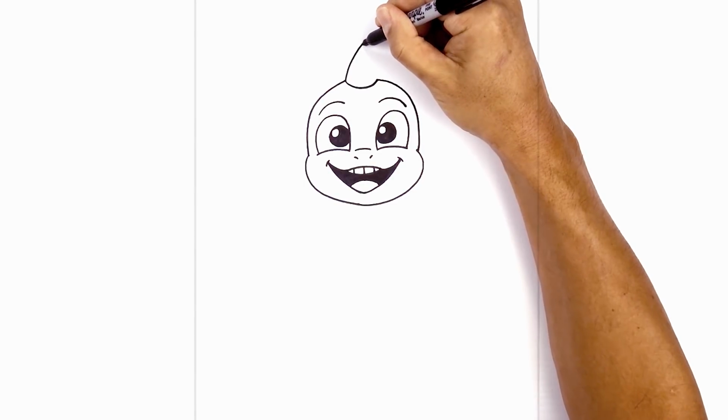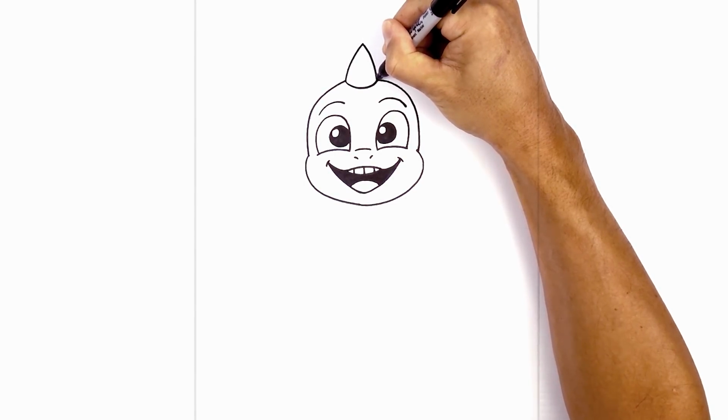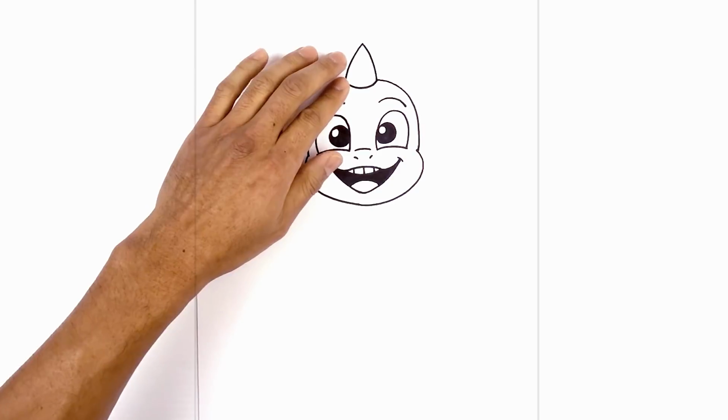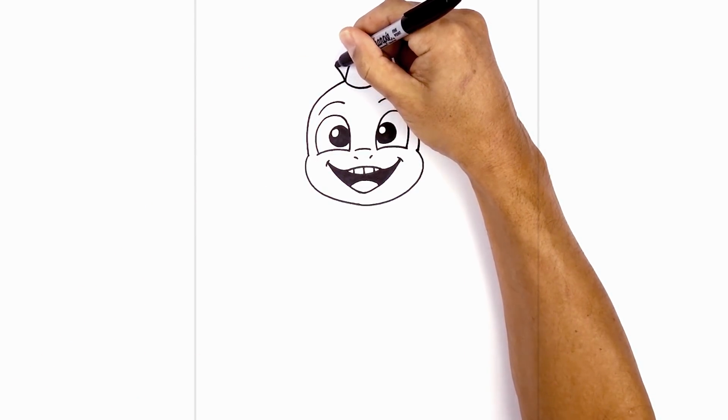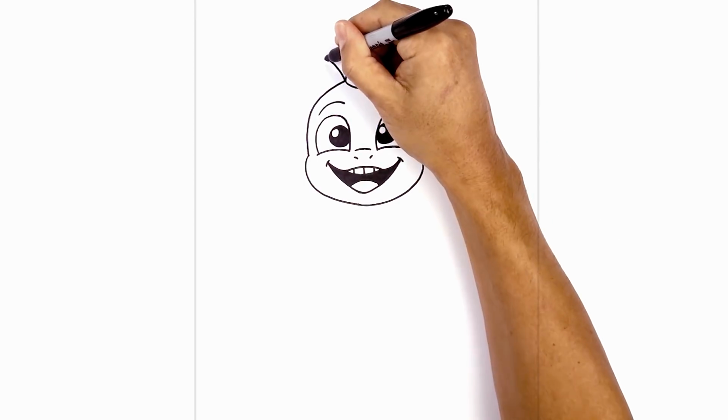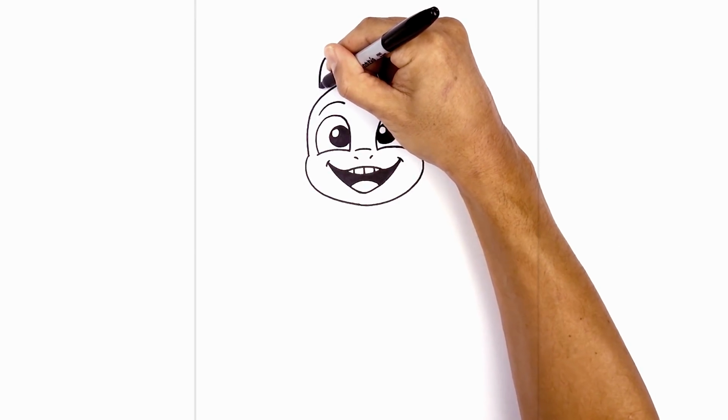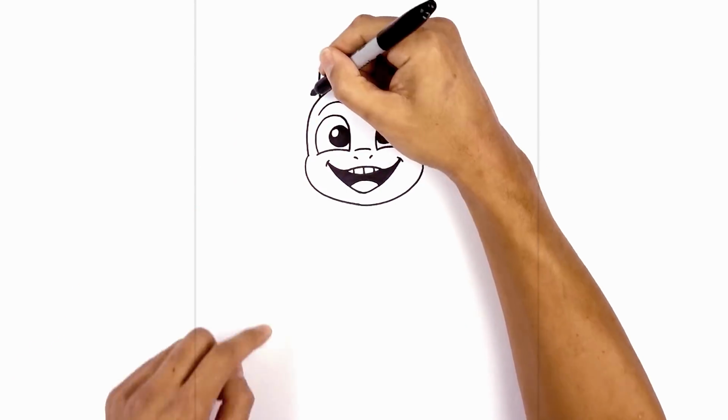And then from the top, we're going to curve down towards the right side. Let's add a few more spikes along the side here. So from this corner, we're going to curve up and out towards the left and curve down in the opposite direction in behind the head. Let's leave a little bit of space and draw another one.